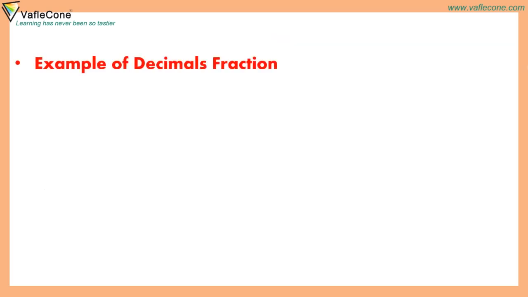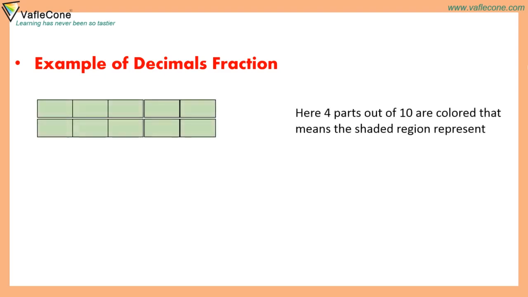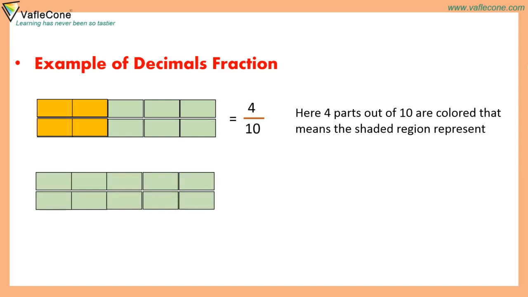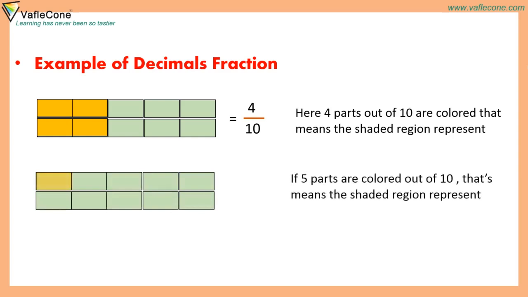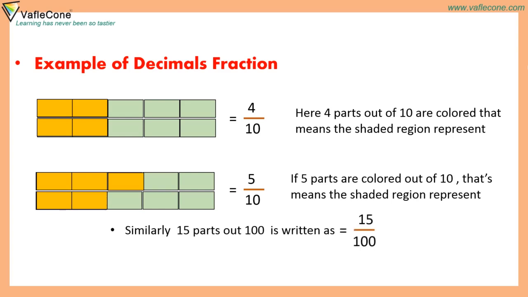Examples of decimal fraction. Here, 4 parts out of 10 are colored. That means the shaded region represents 4 by 10. If 5 parts are colored out of 10, the shaded region represents 5 by 10. Similarly, 15 parts out of 100 is written as 15 by 100. 32 parts out of 1000 is written as 32 by 1000.